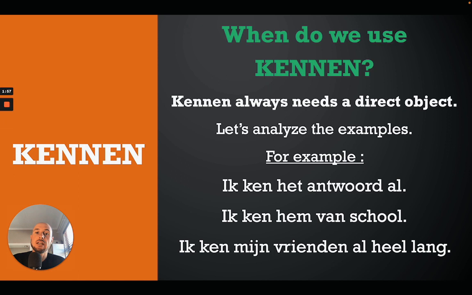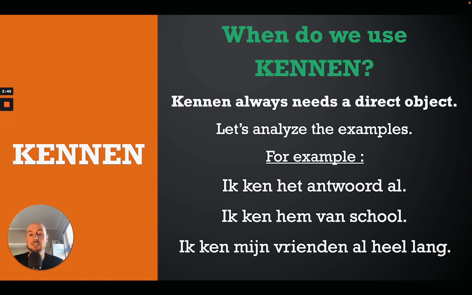Right, we continue, and when do we also use kennen? Kennen always needs a direct object. Alright, so we'll take a look at the examples and I'll try and simplify it for you. Ik ken het antwoord al. Alright, I already know the answer. Now if you look at this sentence, het antwoord is the direct object. How do you find the direct object? Well, you basically ask a question with the same vocabulary of the sentence and you say, what do I already know? You ask what? Well, you'll find your direct object. Het antwoord. It can also be who. I know him from school. I know who? Him. Alright, so him is our direct object.